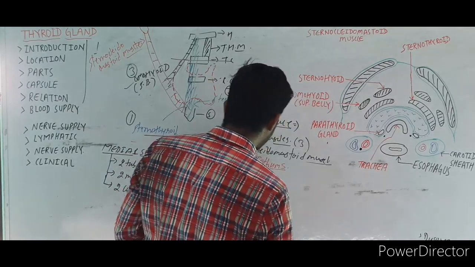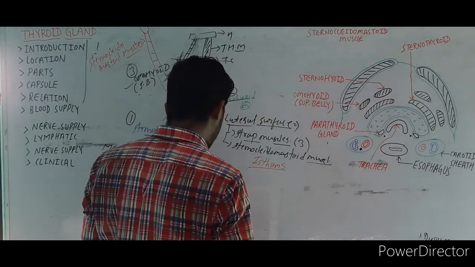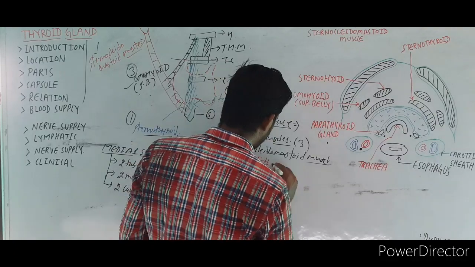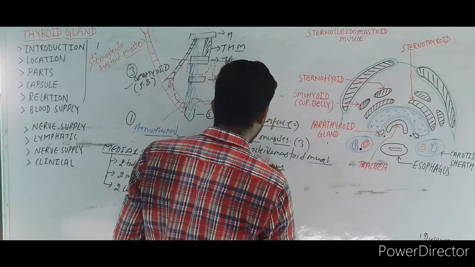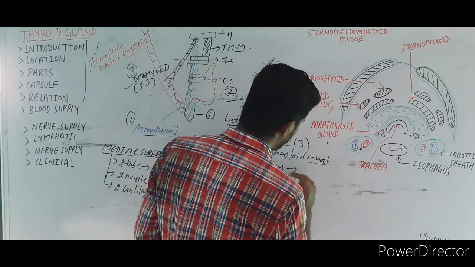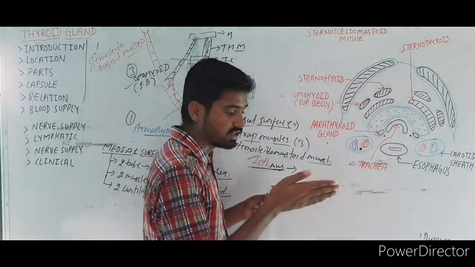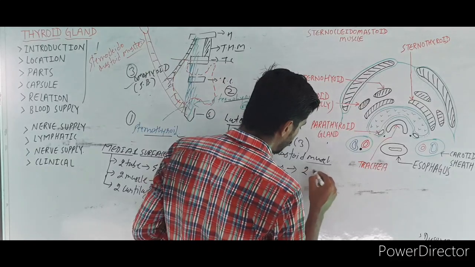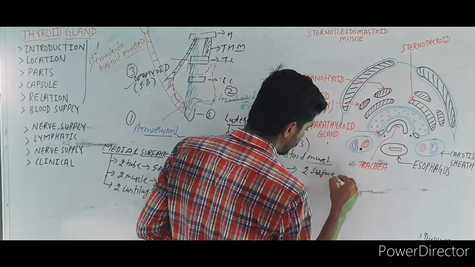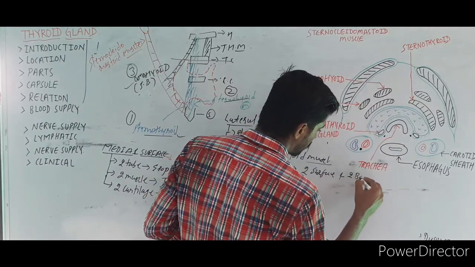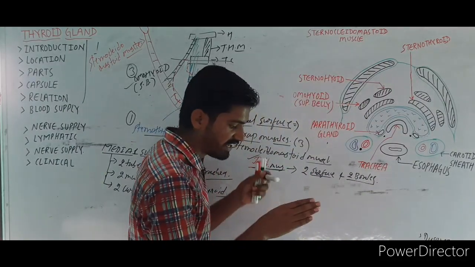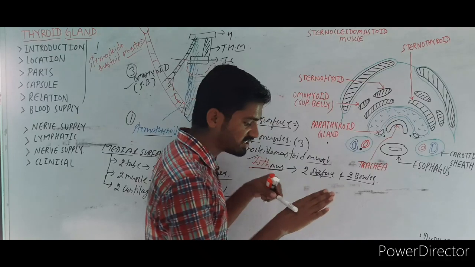Relation of the isthmus. What is that relation? You first of all tell me about the isthmus. This is the isthmus. Two surfaces and two borders, right? So which are the two surfaces? Anterior surface and posterior surface.